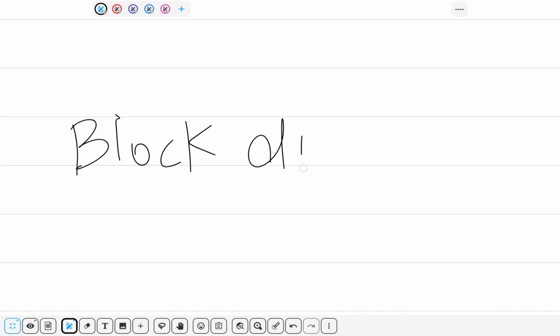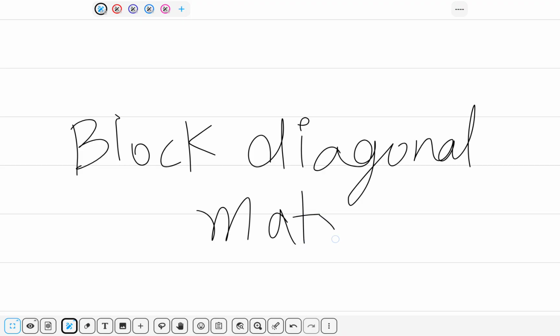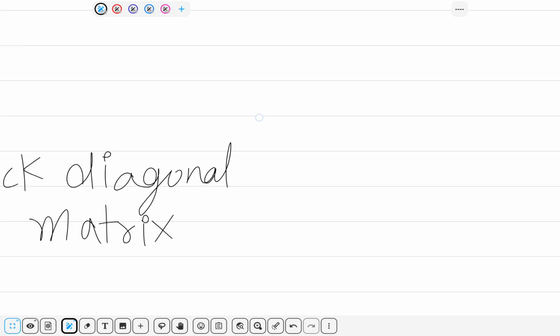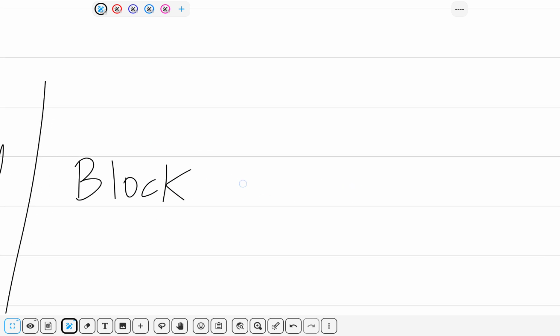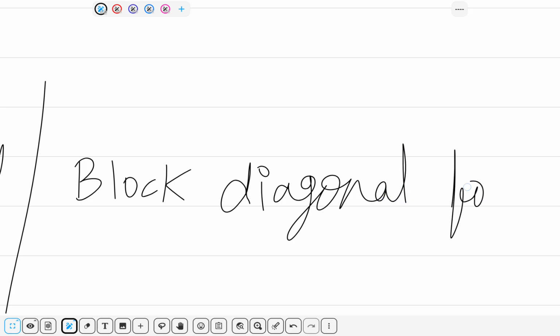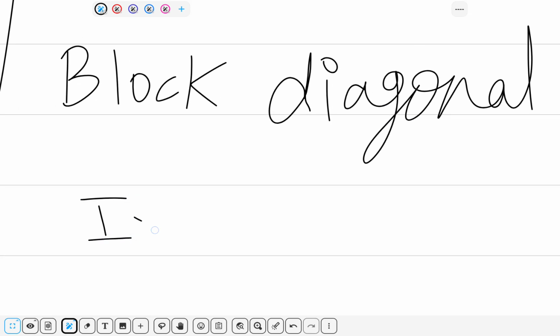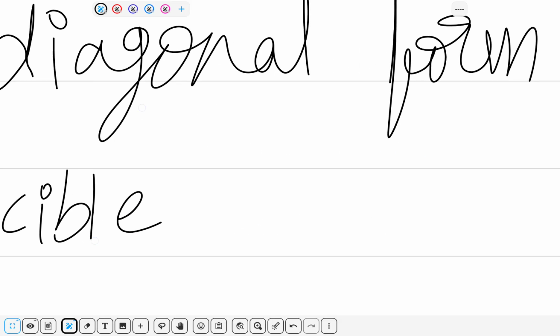So even though I don't know what this block diagonalization is, there is something else called the block diagonal matrix, or I would say block diagonal form. We have so many names. Another name is irreducible representation.